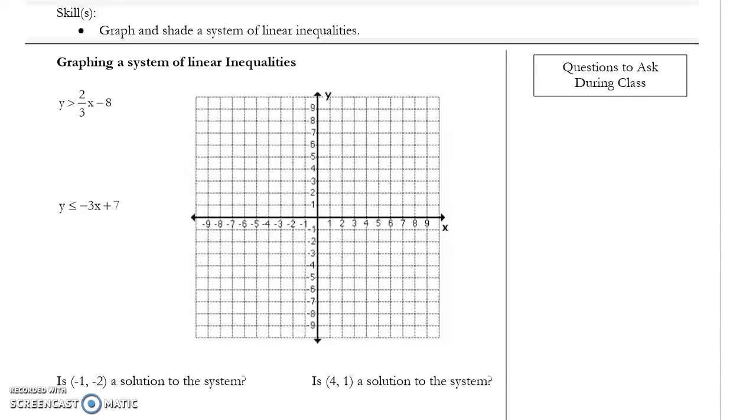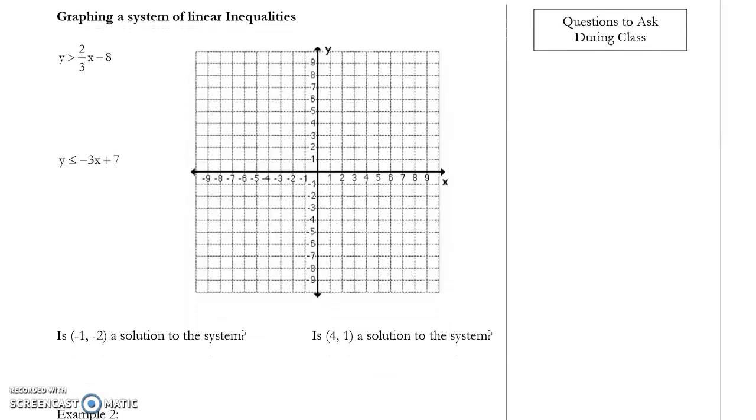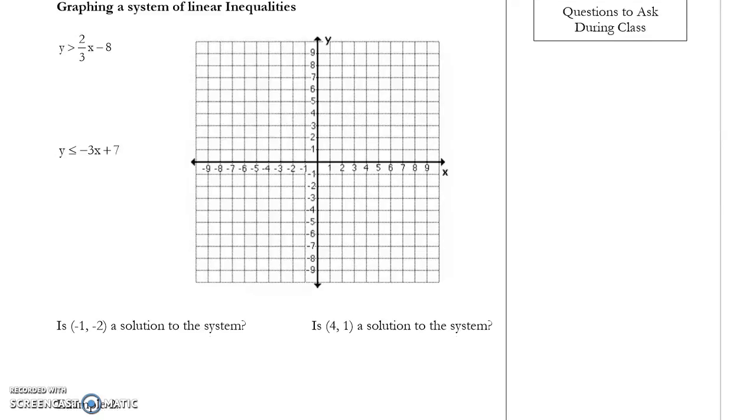Alright, now that we are experts at graphing linear inequalities, we are going to take it one step further and start graphing systems of linear inequalities, which just means we're going to graph two of them on the same coordinate plane. Just like graphing systems of equations, we have to graph the two lines. The major difference now is we have to shade, and we're going to see that's challenging enough when it's just one equation or one inequality.